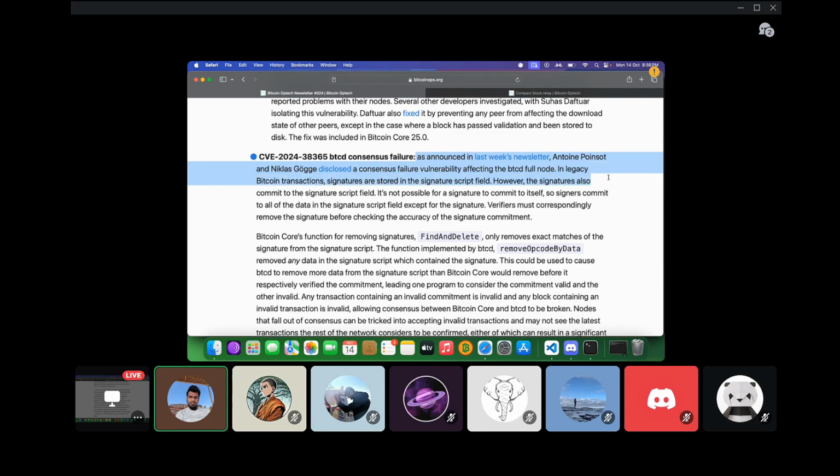In legacy Bitcoin transactions, signatures are stored in the signature script field. However, the signatures also commit to the signature script field. It's not possible for a signature to commit to itself, so signers commit to all of the data in the signature script field except for the signature. Verifiers must correspondingly remove the signature before checking the accuracy of the signature commitment.